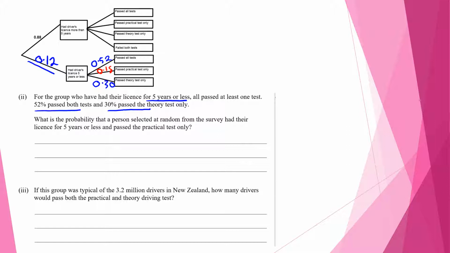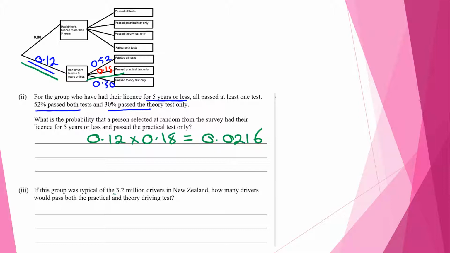And our question is asking, what is the probability that a person selected at random from the survey had their license for 5 years or less, and passed the practical test alone. Practical test alone. So therefore it is 0.12 times 0.18, which gives us 0.0216.